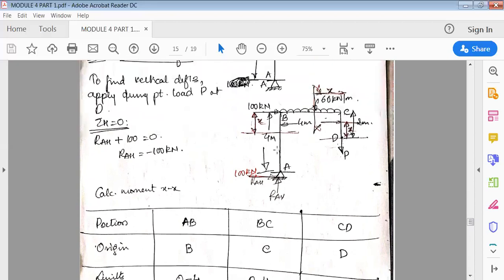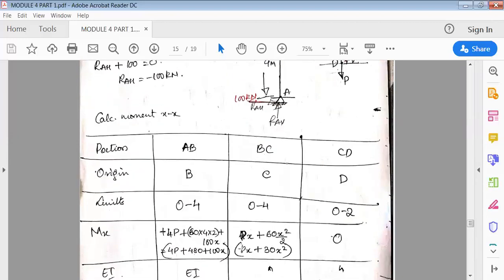To find the moments, we'll always start like this. I've cut the section AB. In AB, I've cut this section. From here I'll start. P is going clockwise, so P into 4 is one force. Next, one load is over. Next, 100 into x, that is also going clockwise, so plus 100 into x. Next, plus 60 into 4 into 4 by 2. That is it. Then solve this: 4P plus 480 plus 100x.